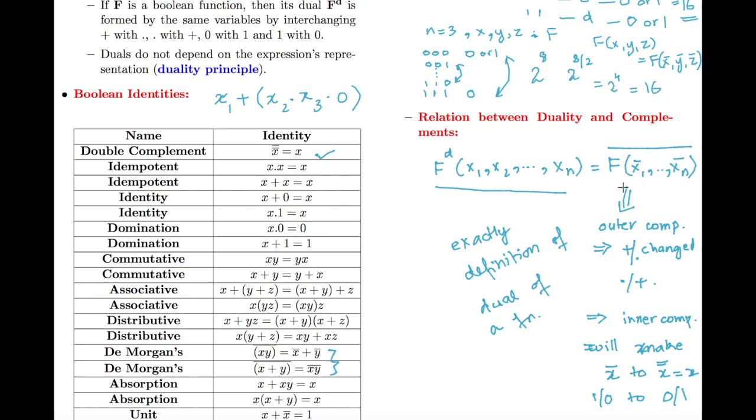I would say this is a good idea to remember for what the dual of a function is. So this is it about an introduction of Boolean algebra expressions and some definitions and some basic extensions we can make just by observing the definitions and using some basic Boolean identities.